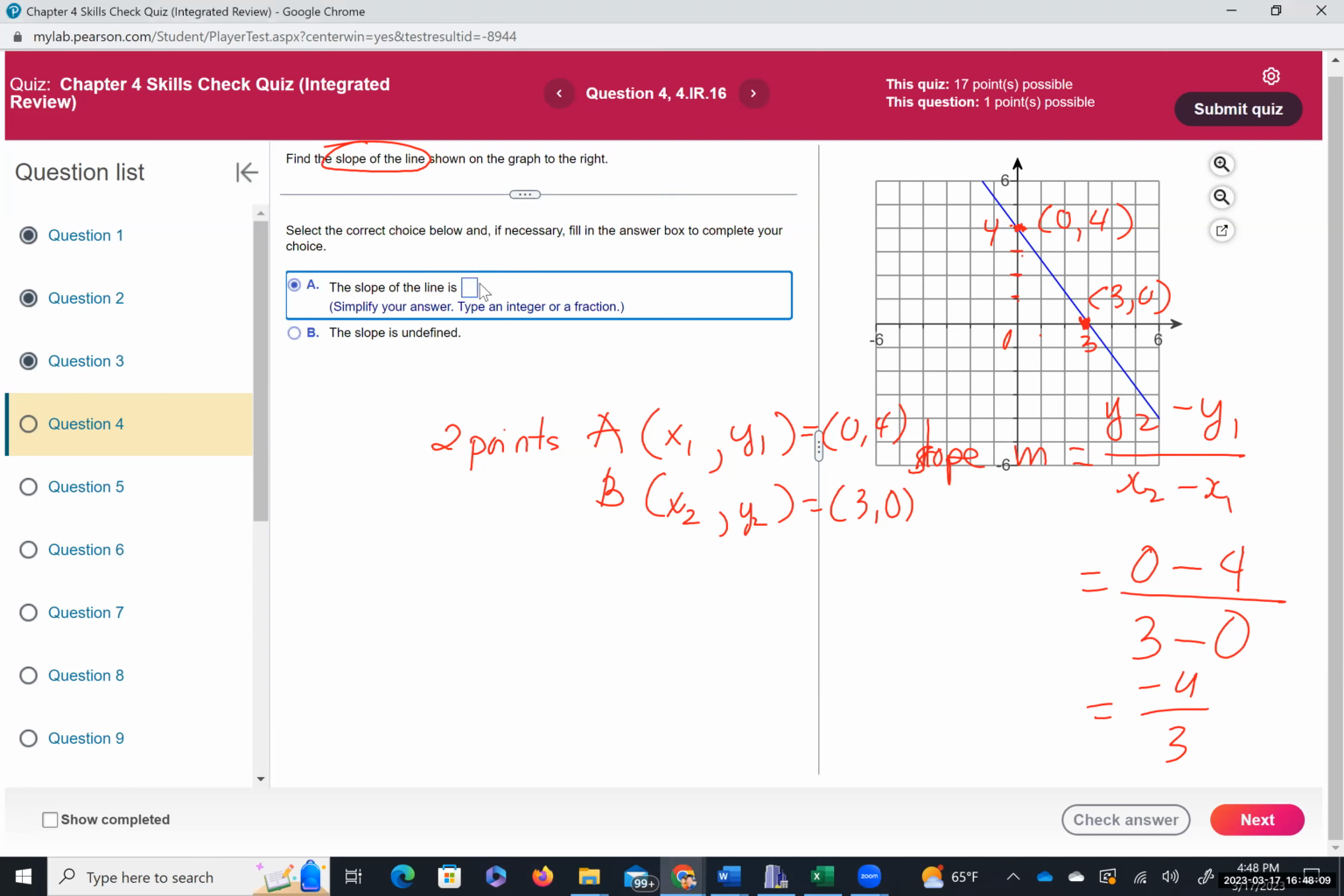And then you check the answer. Okay. So keep in mind, in this question, you will have to find 2 points and then use slope formulas here. Okay. So let's move to the next one.